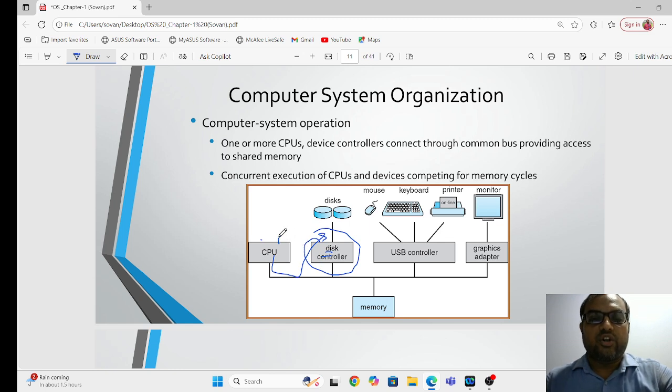So the CPU cannot directly access the disk. In the same way, if the CPU wants to access input or output devices, it can access them via their controller, otherwise not. But for memory, the CPU can access the main memory directly, for fetching or storing data.